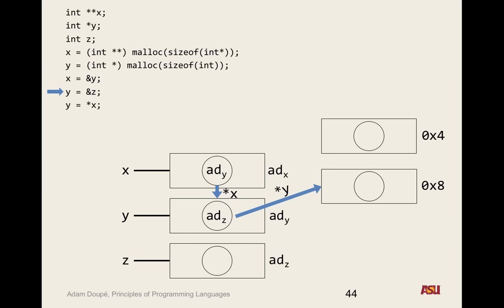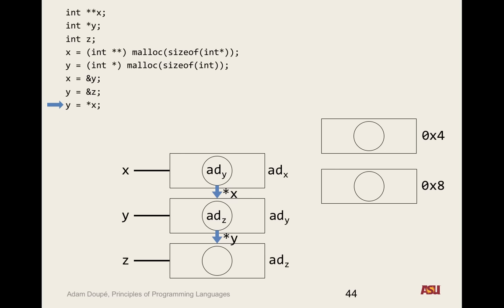And now where is star y pointing? At the location associated with z, exactly. So star y is now pointing here. Now when we get to star y is equal to star x, what's this going to do? Y is going to point to the location of y, because that's where star x is pointing to. So what's star x return?